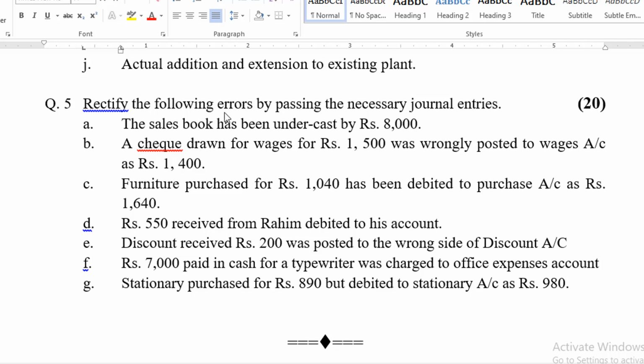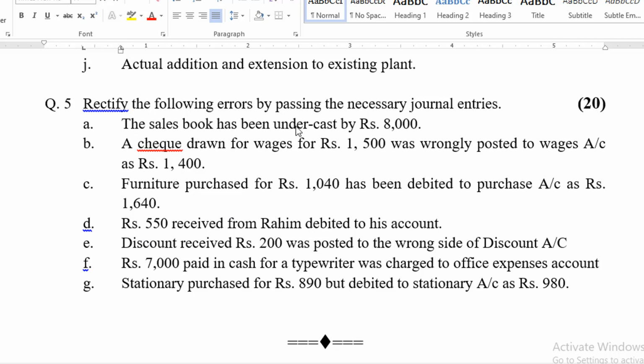So rectify the following errors by passing the necessary general entries. There are 1, 2, 3, 4, 5, 6, 7 transactions which have some errors regarding single side or single account or double account or two side accounts. So you have to identify that one and then pass the correct entry to rectify the account status. So let's start reading the first transaction.